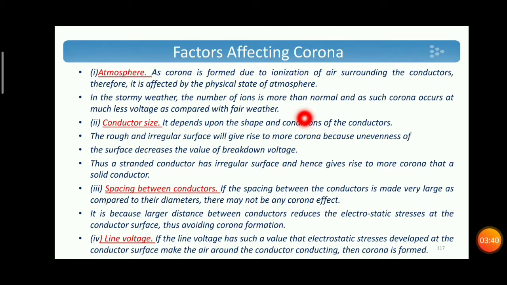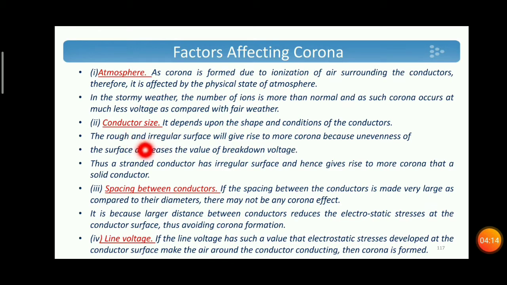The main factors affecting corona are the atmospheric conditions, conductor size, spacing between the conductors and the voltage across the conductors. As the corona is formed due to ionization of air, it is affected mainly by atmospheric conditions. If it is stormy weather, the number of ionized particles will be more compared to fair weather. So, at low voltage itself, the corona discharge will happen.